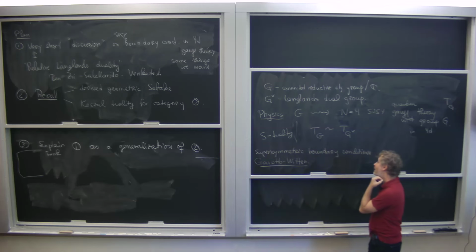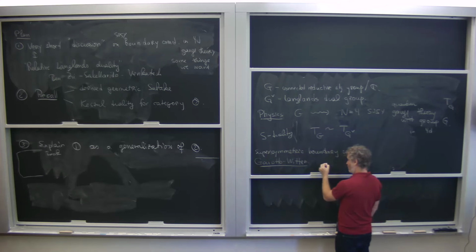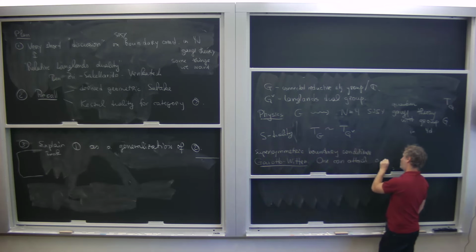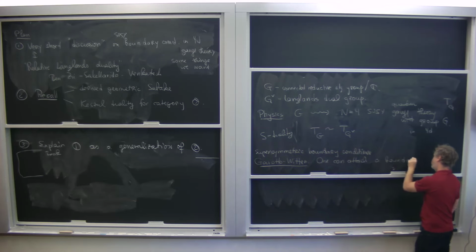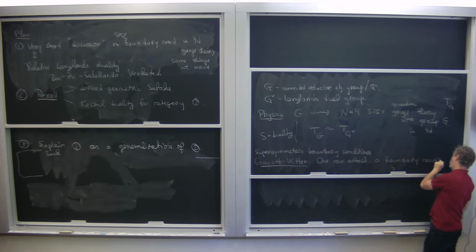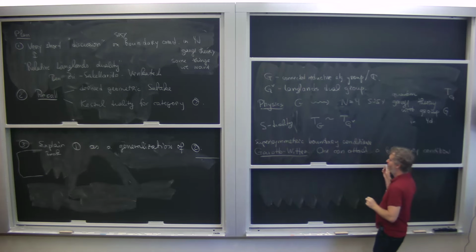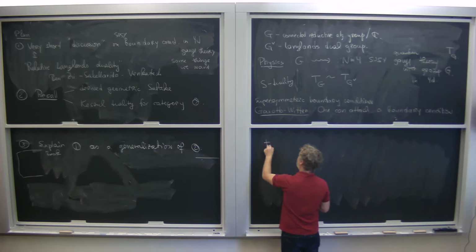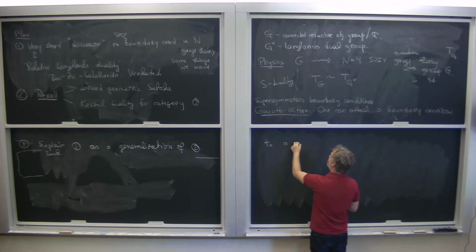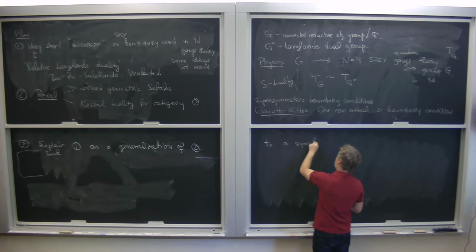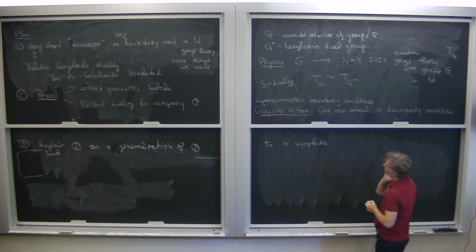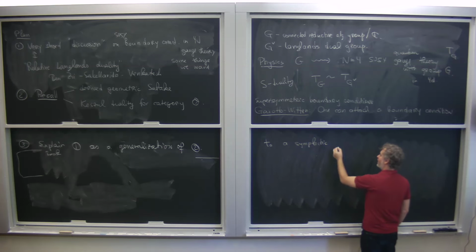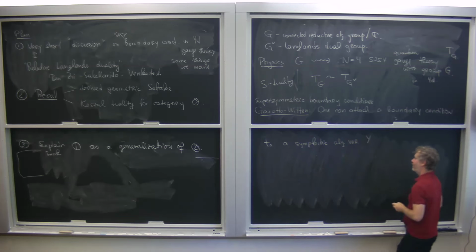Gaiotto and Witten tell us that one can attach a boundary condition, a supersymmetric boundary condition, to the following data: a symplectic algebraic variety. Of course, in the context it's holomorphic, but let me do everything algebraic. Let me call it Y, with a Hamiltonian G action.